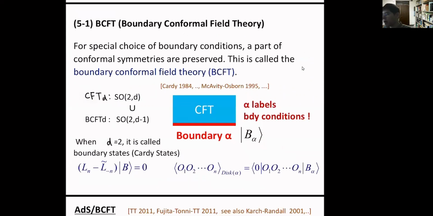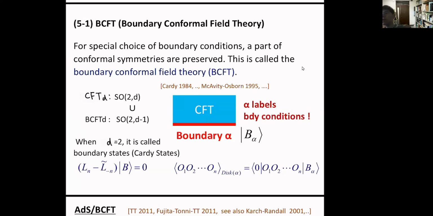So this is a boundary. Anyway, I will also post these slides to Slack, so you can use them later. And this is a boundary conformal field theory. Please do not confuse this with standard AdS/CFT. AdS/CFT means gravity on anti-de Sitter space dual to a CFT on the boundary. But I'm not talking about this kind of boundary CFT.